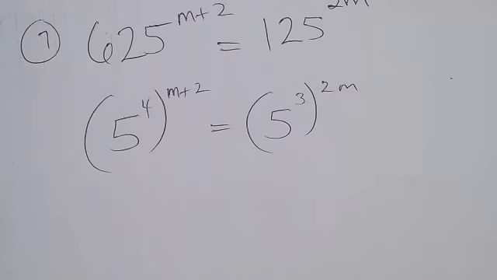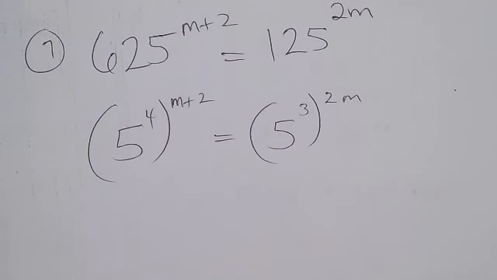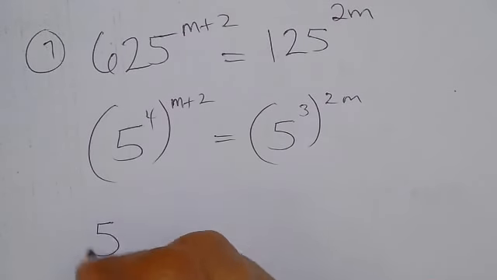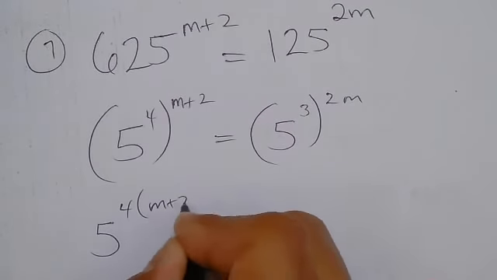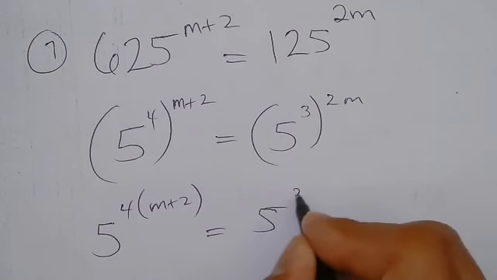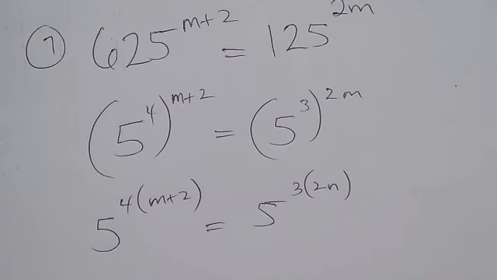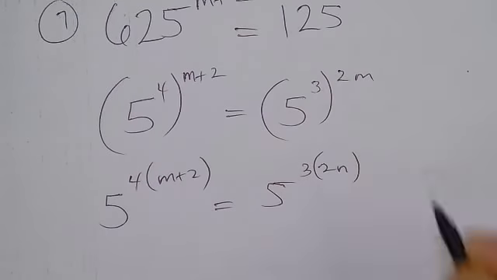Okay, I'm going to do it. 5 to the power of 4. Did you guys get that? 5 to the power of 3. Are you guys getting it like that? Is that right? 5 to the power of 4 is 625? Okay, so that's going to be 5 to the power of 4 of m plus 2 equals 5 to the power of 3 times 2m. Are you guys getting this, or you guys are not there yet?